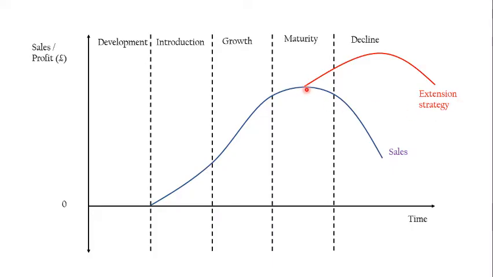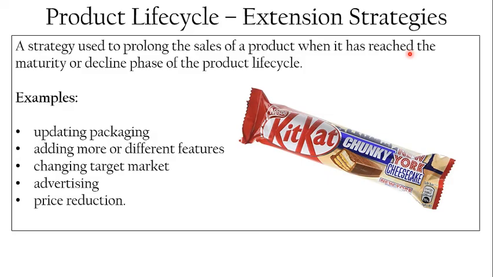Extension strategies occur where you change your marketing mix in order to increase the sales of a product. And here's an example of a Kit Kat Chunky limited edition, which is a good example of an extension strategy to improve sales of Kit Kat.